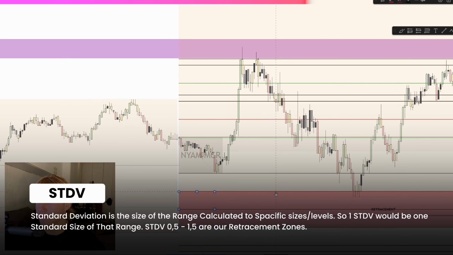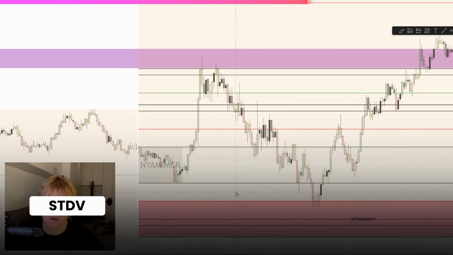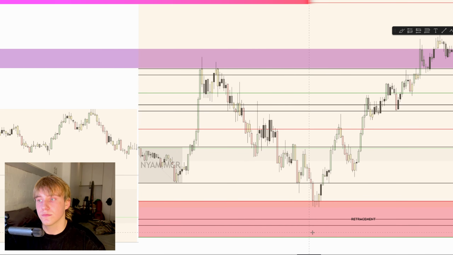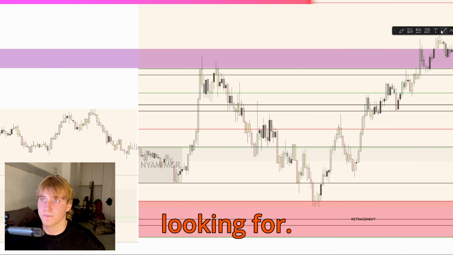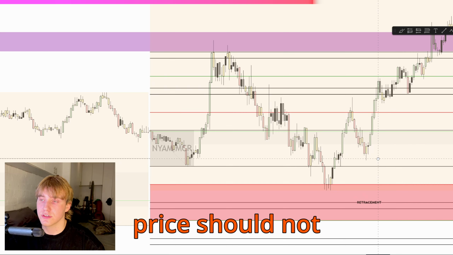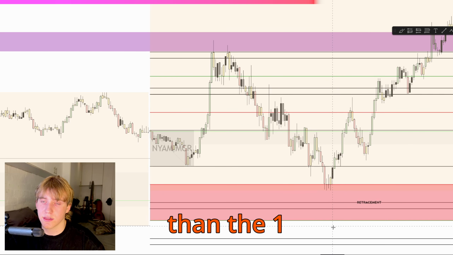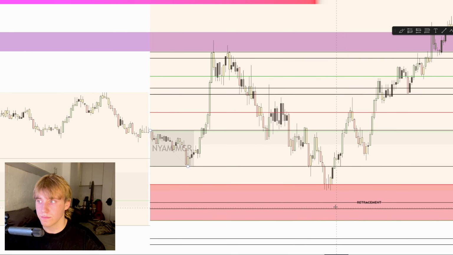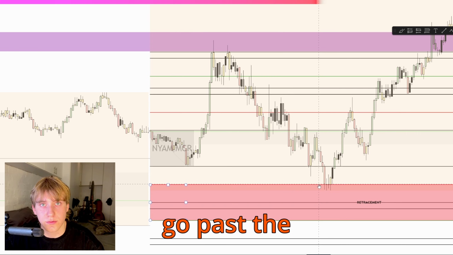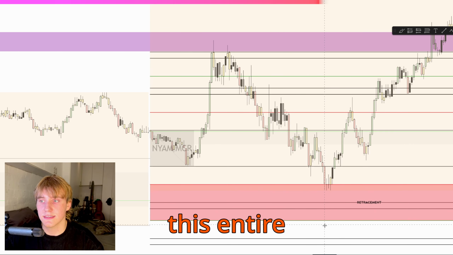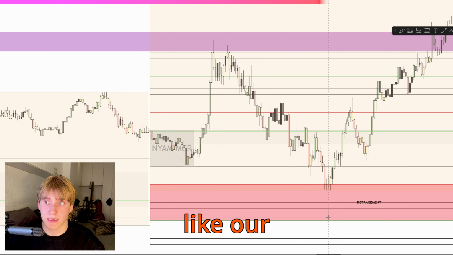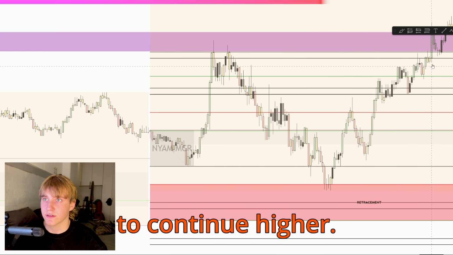So if this was our retracement and we were only looking for premium, that's a really good point that you could be looking for. So if we knew we needed to buy, price should not have gone further than the 1.5 standard deviation. If it is not going to go past the 1.5 standard deviation and we're only looking for buys, this entire area is going to become our point of entry for price to continue higher.